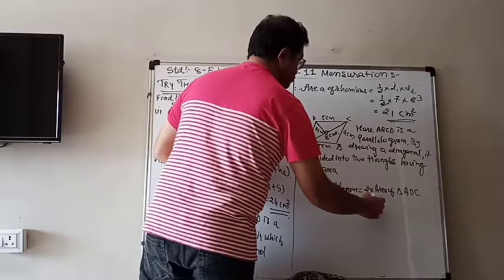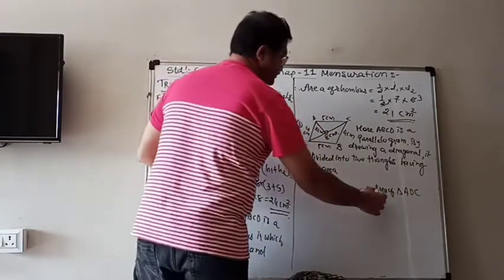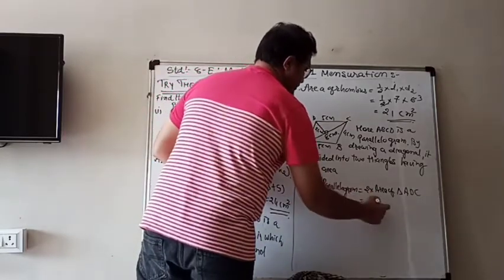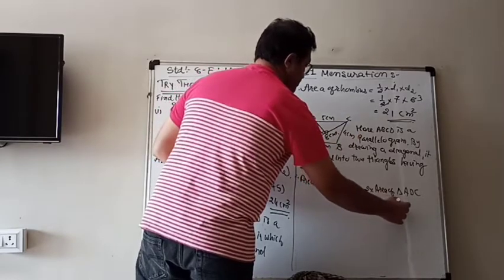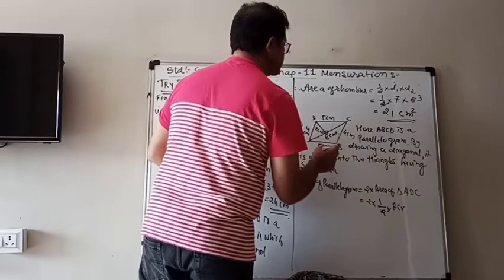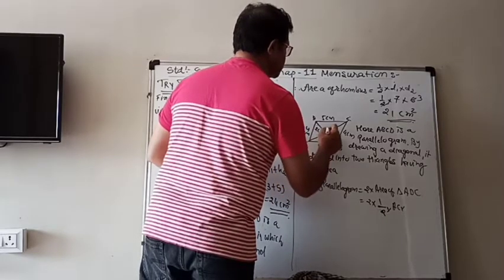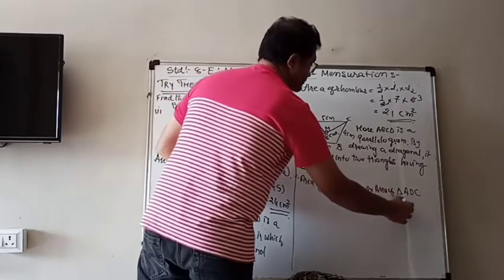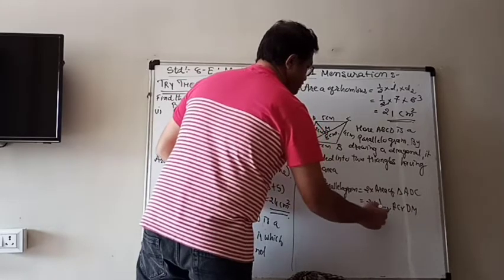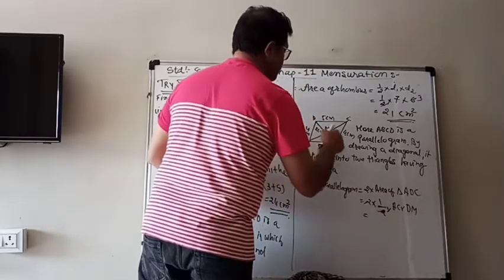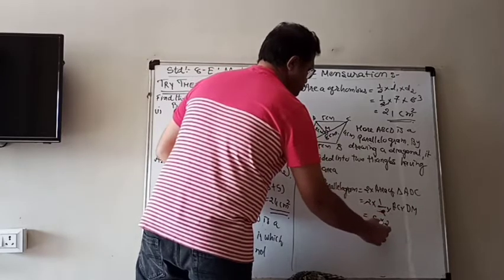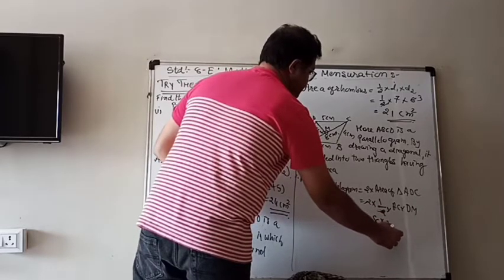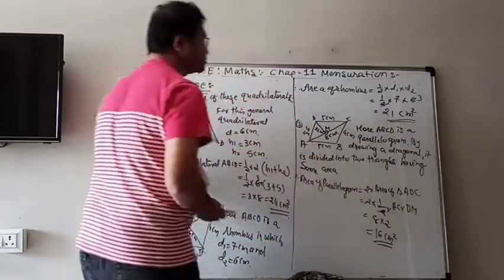Is equal to 2 into, now area of triangle is half multiplied by base, which is AC, multiplied by the height, 2 dm. So 2 to cancel, AC is 8 and height is 2. So 8 multiplied by 2, 8 2s are 16 centimeters square.